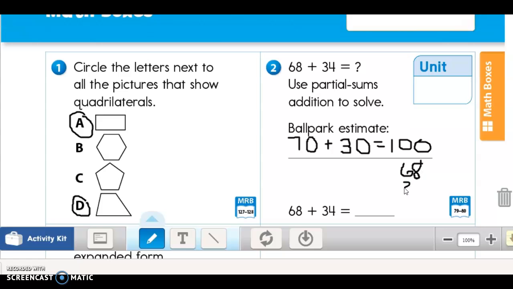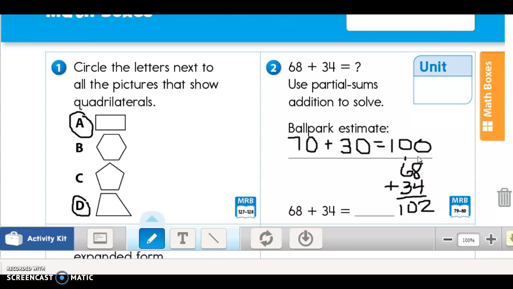68 plus 34, and we always start in the ones column. 8 plus 4 equals 12, so I put down the 2 because it's in the ones place. I carry my 10 to the tens place. 6 plus 1 is 7. 7 plus 3 is 10.